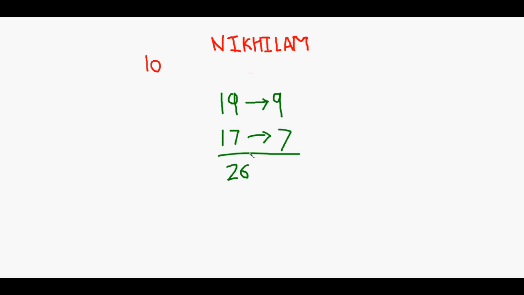Now multiply the numbers on the right hand side. 9 into 7, that is 63. So we will get it as 2663. But multiplication of 19 and 17 doesn't give 2663. So now here see, it is the magic. On the right hand side there are two digits, but in our base there is only one 0. So we should have only one digit on the right hand side.